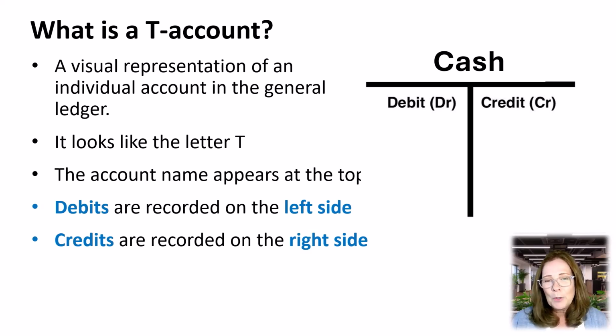Before we begin recording transactions, we use T accounts to think through each transaction step by step. This helps reduce errors and reinforces the rule that every transaction must have at least one debit and one credit.